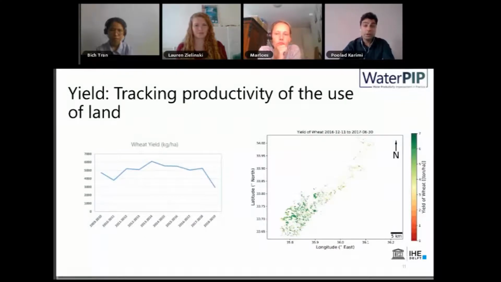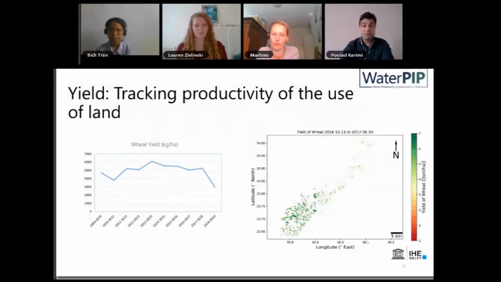The other important indicator is the yield. Yield is the ultimate information that a farmer requires because that speaks directly to how much livelihood they can make out of a hectare of land. And tracking yield is important because it is also one of the SDGs. We want to increase crop production, and that has to happen hand in hand with an increase of the yield and the land productivity.